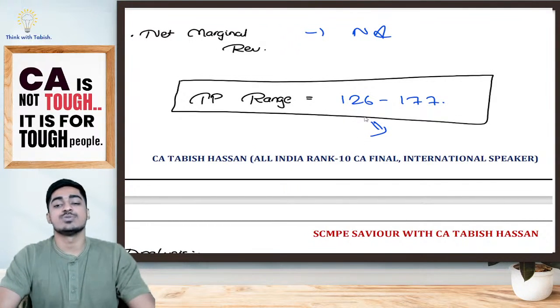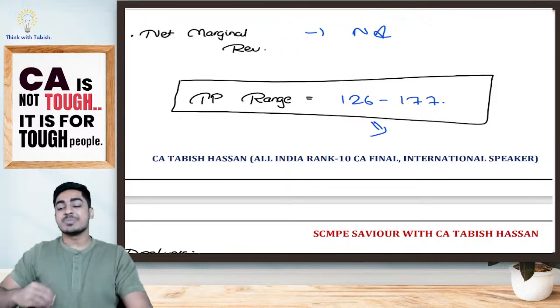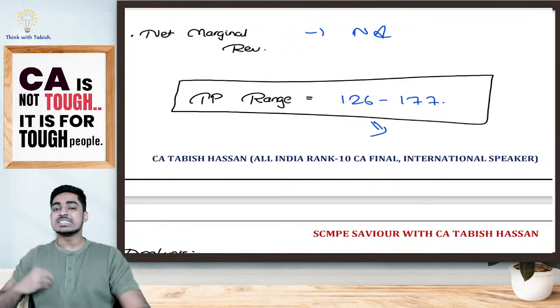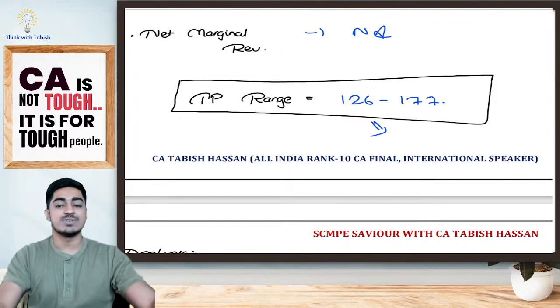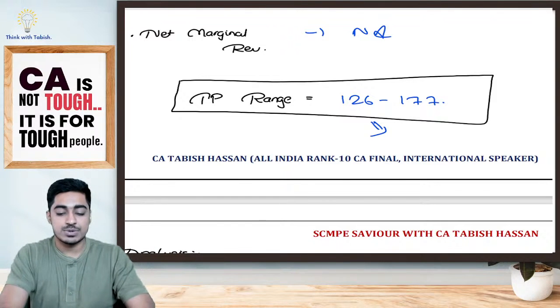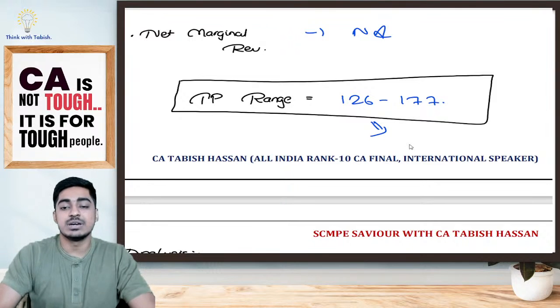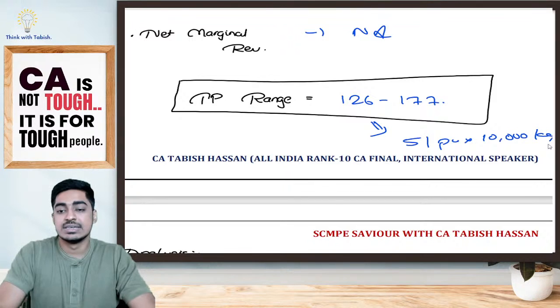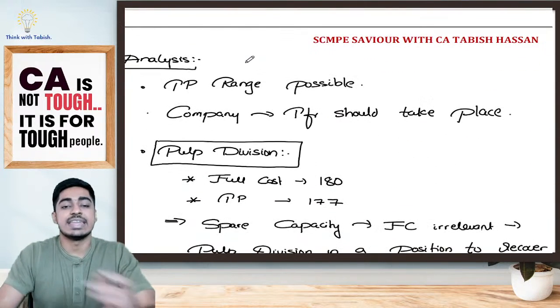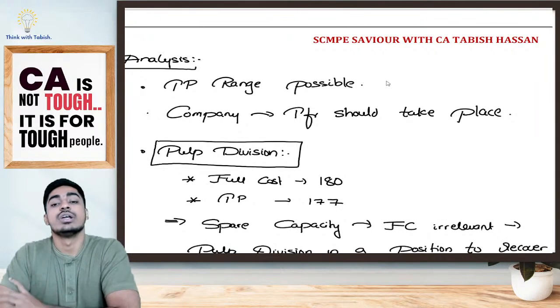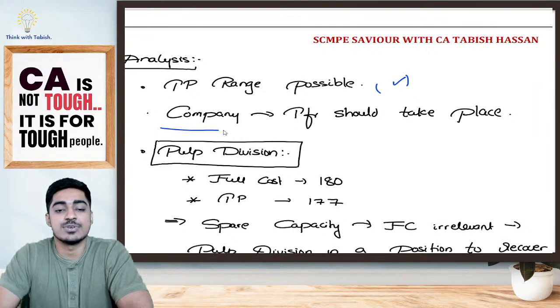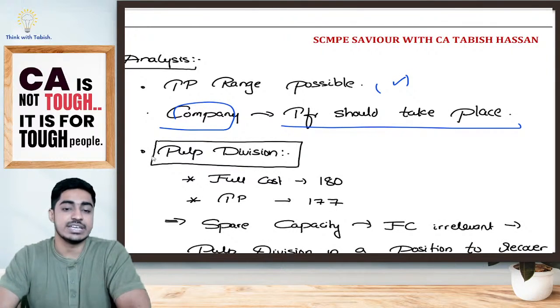If transfer happens, what is the benefit? Look at this. If he is buying from outside, he needs to pay 177. But if we are doing it as a company, we need to pay 126 only. So how much can we save, students? 177 minus 126 is 51 per unit into 10,000 kg. 5 lakh 10,000 rupees we can save. So what is the analysis? Firstly, transfer pricing range exists, so transfer should ideally take place from the perspective of the company.